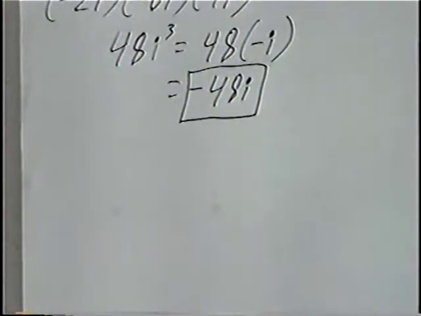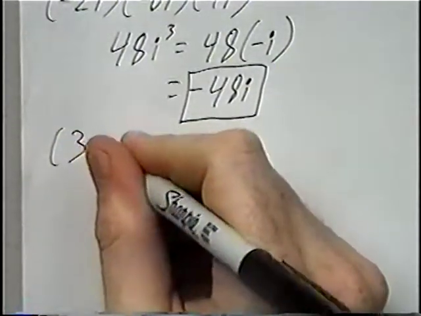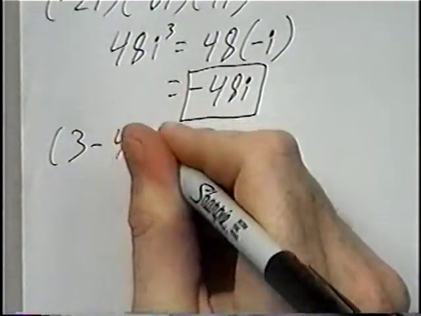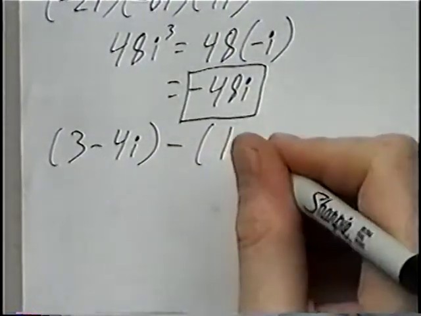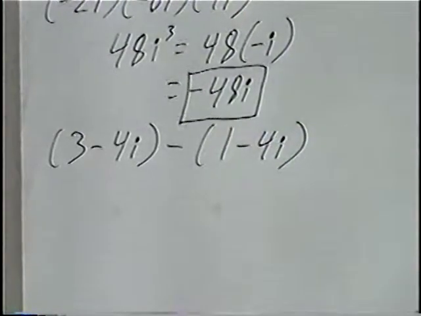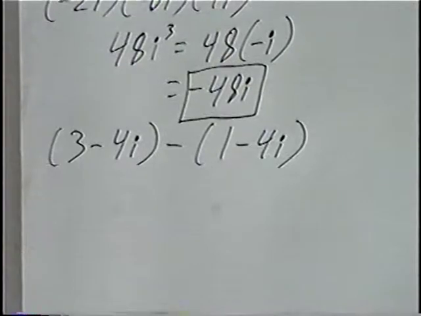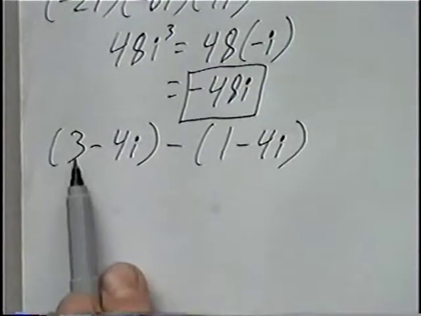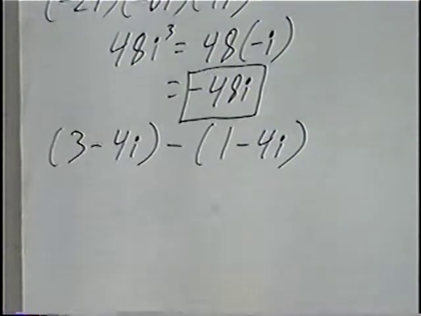Next question for this section is 3 minus 4i minus a second parentheses 1 minus 4i. Again, i's for imaginary numbers are just like variables. You can combine like terms when possible. If we start with the 3 and combine it with the 1, 3 minus 1 would be 2.